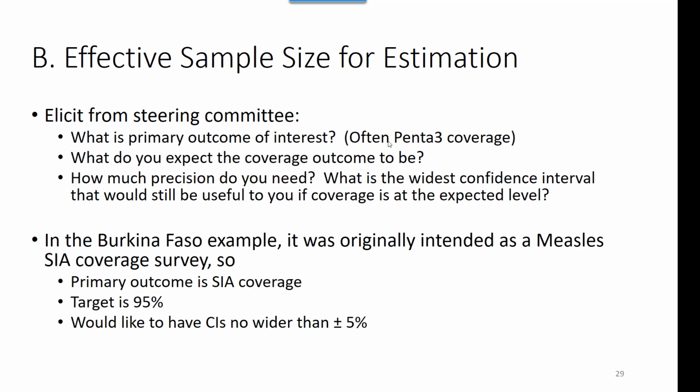What is the widest confidence interval that would still be useful to you, dear committee, if coverage is at the expected level? And so in the Burkina Faso example, we might say that we're going to do a measles SIA coverage survey. There's been a vaccination campaign, and we're going to check and see, did they achieve 95% or not? So the primary outcome would be SIA coverage. The target coverage would be 95%. And we would like to have a confidence interval that is no wider than plus or minus 5%.